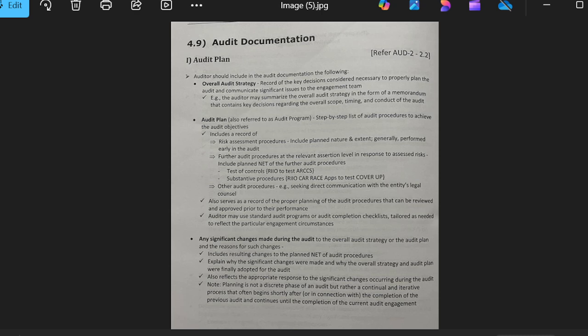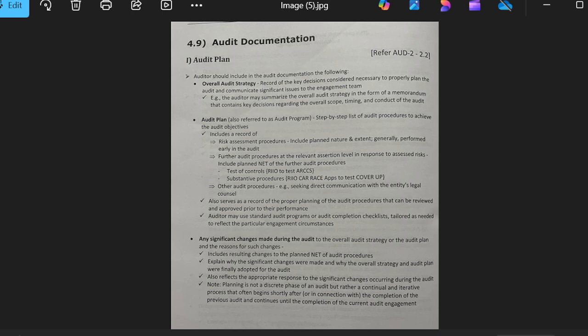And today we will be understanding audit documentation, like how the auditor documents the audit procedures that they have performed for the entity that they are auditing. So to begin with the audit plan, the auditor should include the audit documentation in the following ways.